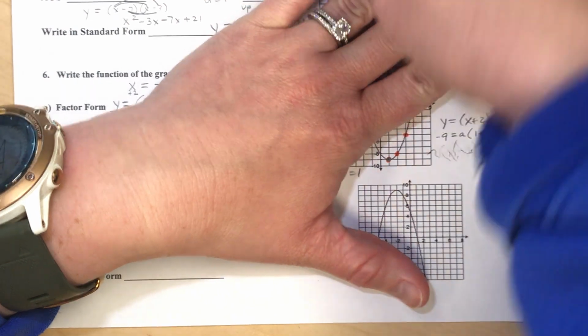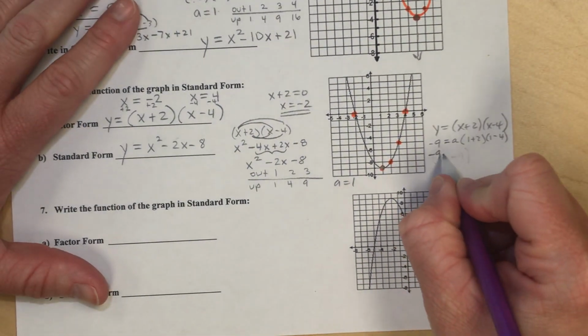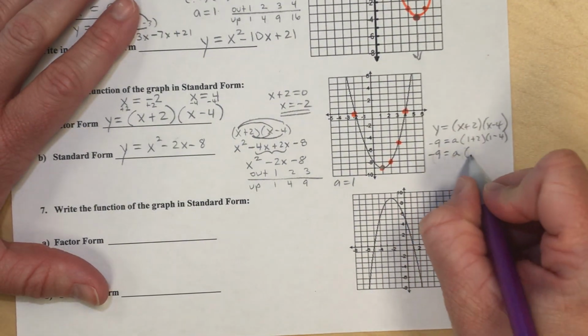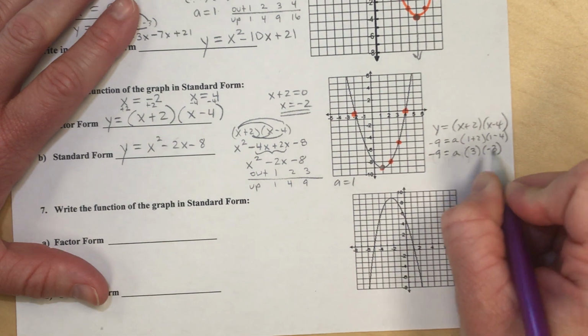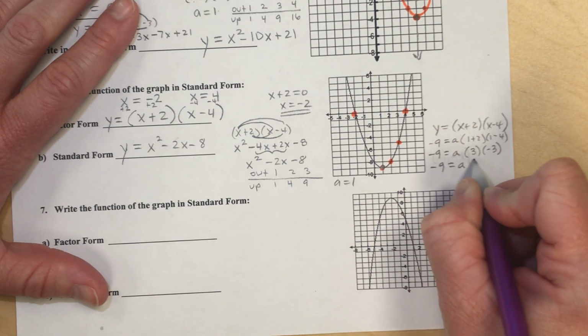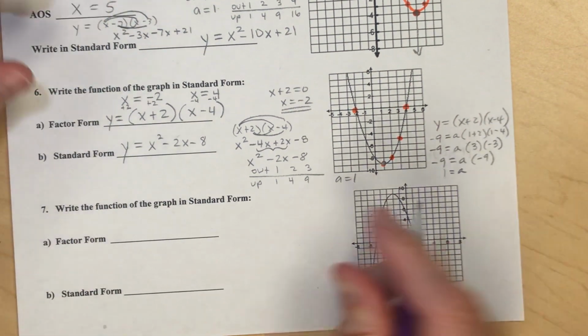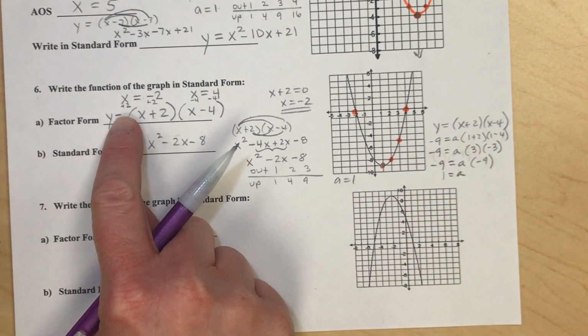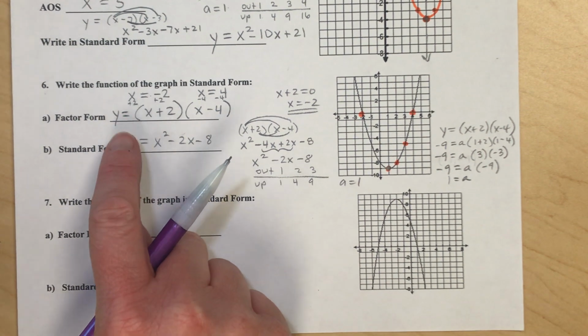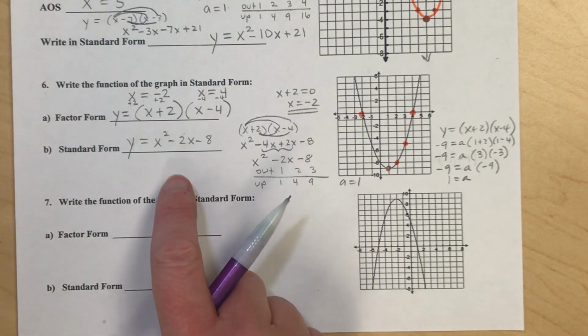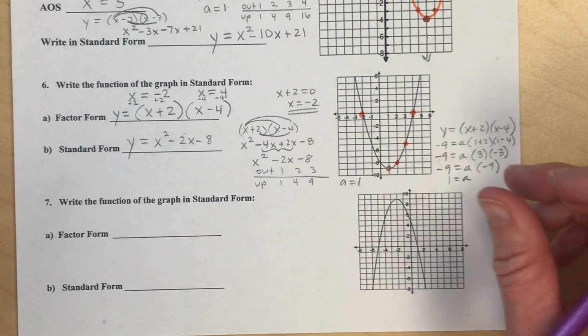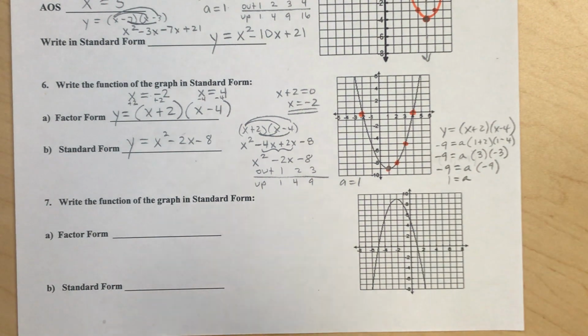Let's do it just for confirmation, but -9 should equal a times 3 times -3. -9 should equal a times -9. A is 1. And so I know I didn't need to have a different a than normal, meaning my x squared is just going to be 1x squared here. Likewise for the same thing for the next picture, just kind of checking.